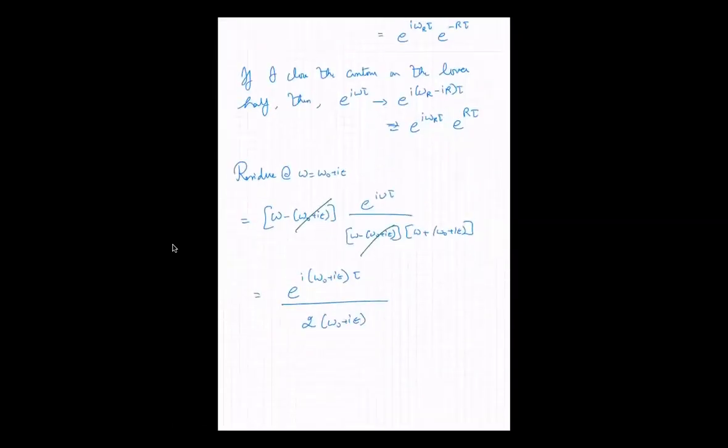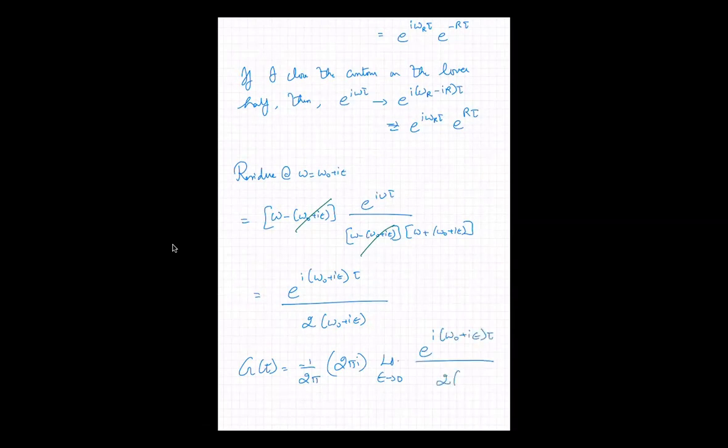My g of τ for this particular problem is minus 1 over 2π times 2πi times the sum of residues. There is just one residue because on the top half there is only one pole. Limit ε going to 0, e to the i(ω0 + iε)τ over 2(ω0 + iε).